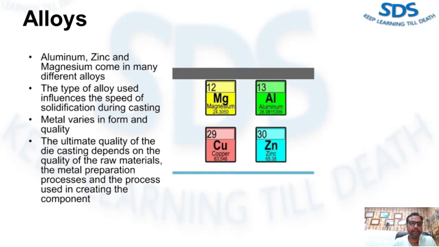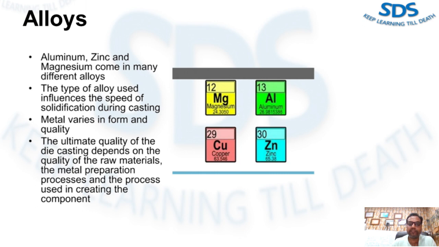My name is Bharat Sharma, and today in this video we talk about alloys. What kind of alloys are we using in die casting? Aluminum, zinc and magnesium come in many different alloys. Each has certain specifications and characteristics. The type of alloy used influences the speed of solidification during casting.